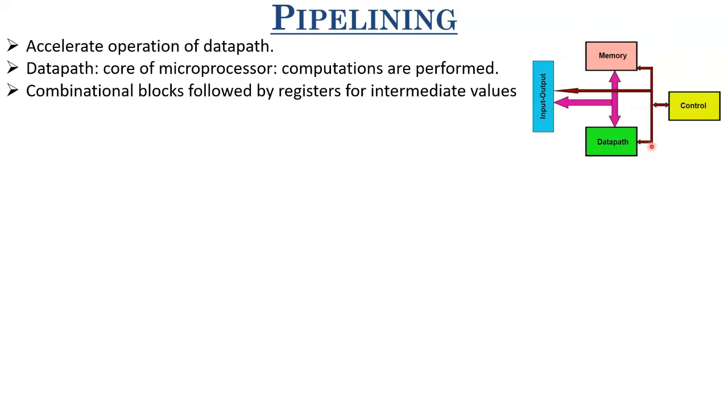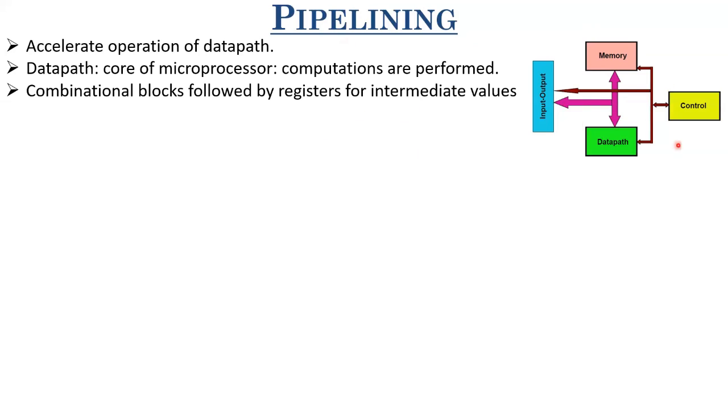Then what exactly is control? First, what does the data path consist of? Your data path consists of several combinational blocks followed by registers to store intermediate values. Because intermediate values are also important. They can be reused and they can make your computations faster. So we have registers for storing these intermediate values.